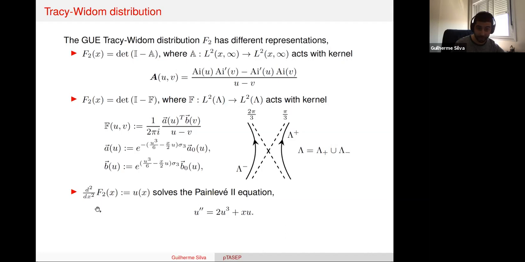There should be a log here, right? If you take the second derivative of the log of the Tracy-Widom, you get that this second derivative solves the Painlevé II equation, which is a second order nonlinear equation. Important, it's nonlinear. Right? Okay, so these several descriptions of the Tracy-Widom distribution might be useful for different purposes.